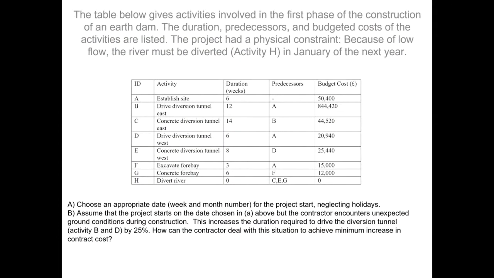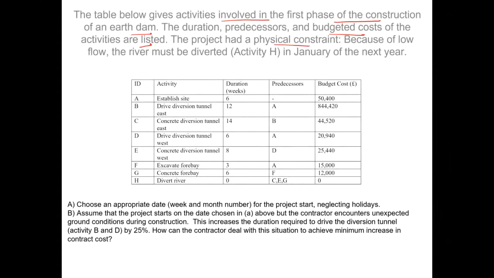So here is one of such problems which are discussed in this problem. This problem talks about a dam construction project. The table below gives activities involved in the first phase of the construction of an earth dam. The duration, the predecessors, and the budgeted cost of the activities are listed.